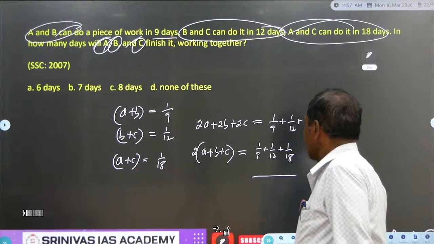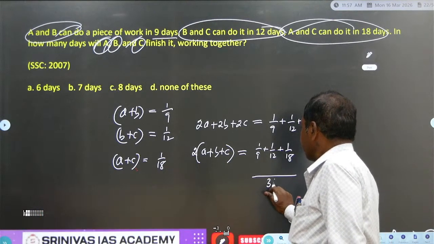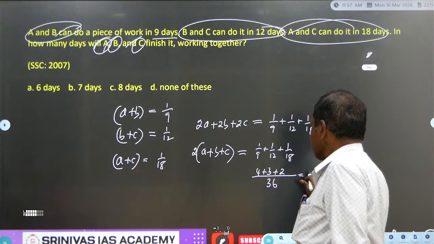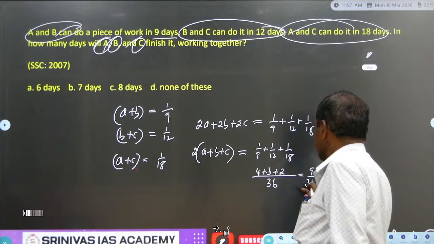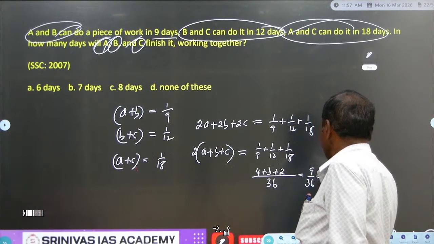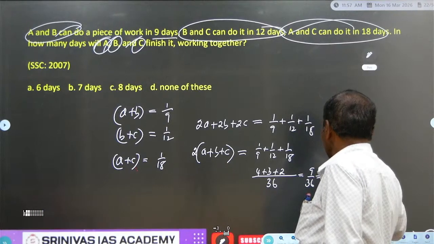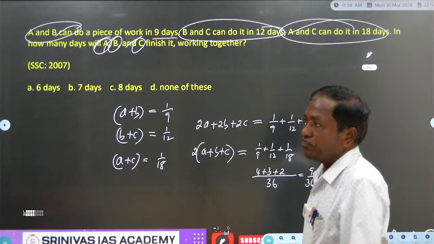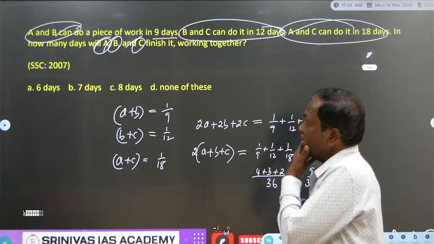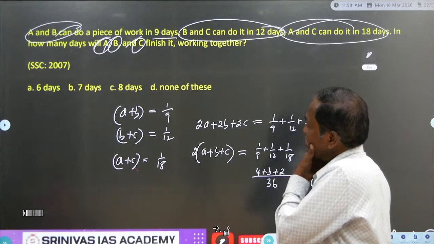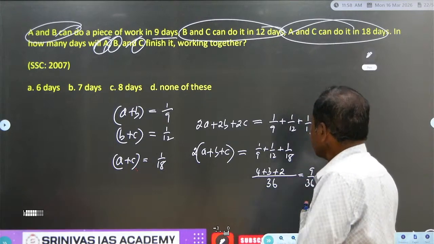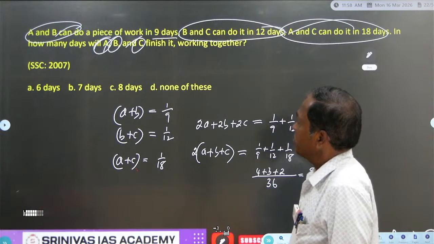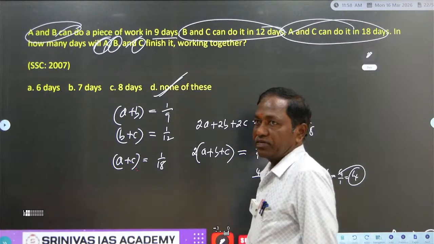What is the LCM? 36 is the LCM. 4 plus 3 plus 2 is 9, so 9 by 36. 9 by 36 means 1 by 4, so 4 days. They will take 4 days time. A plus B together finish the work in 4 days. But what is the question? But what is the option here then? Working together, the option is not available. You can say none of these.